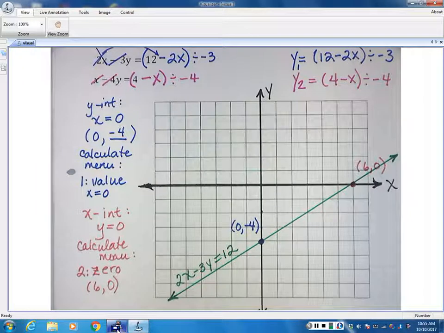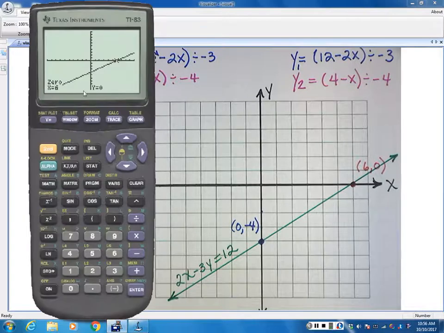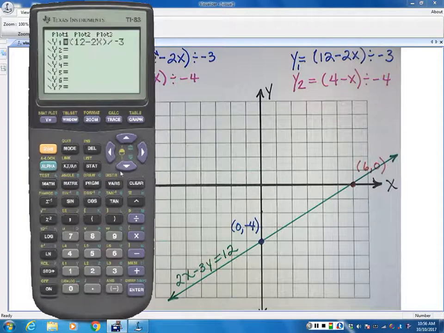Go through the same process again. Get the calculator. This time I'm going to go to the y equals, and I'm going to put this in y2. So I put my parentheses, 4 subtract x, close the parentheses, divided by -4, and just hit graph again.